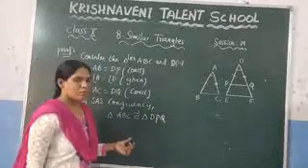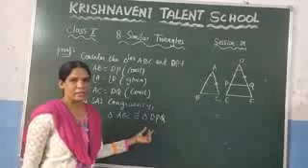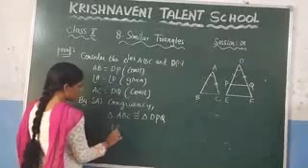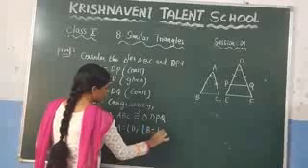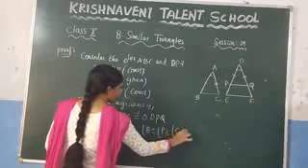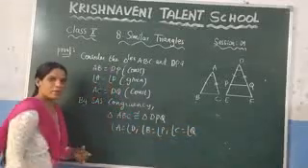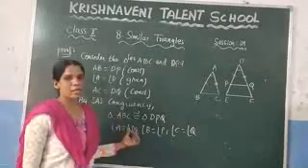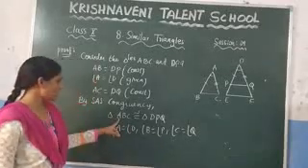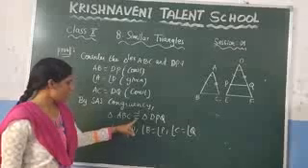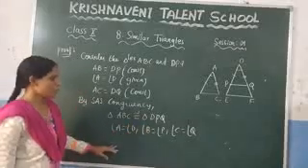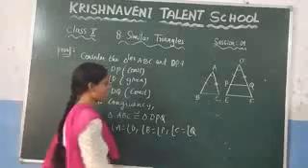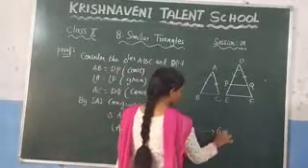So here angle A is equal to angle D. So what you can write here, angle A is equal to angle D, angle B is equal to angle P, angle C is equal to angle Q. Why? Because here the corresponding angles are equal. Let us consider this one as equation 1.